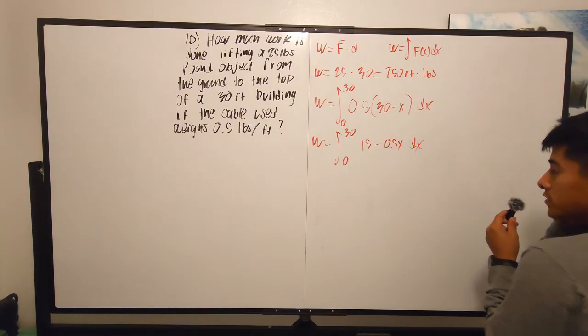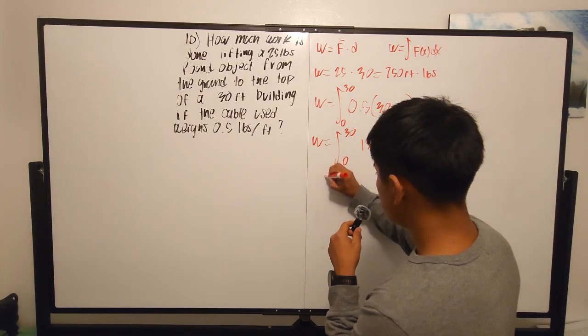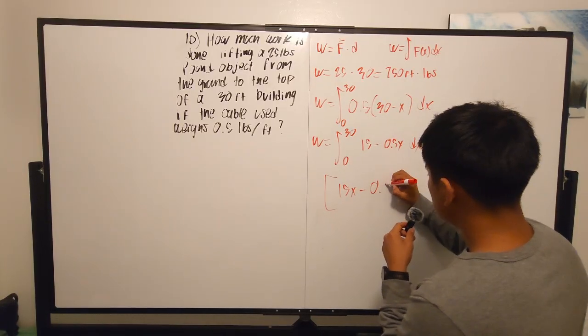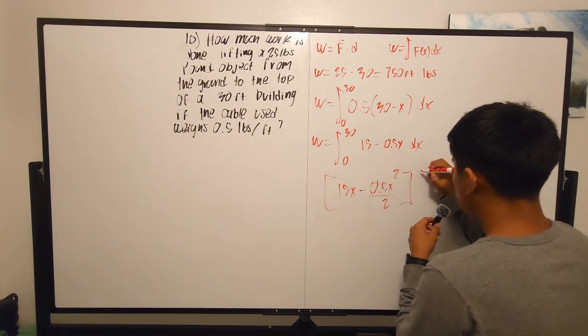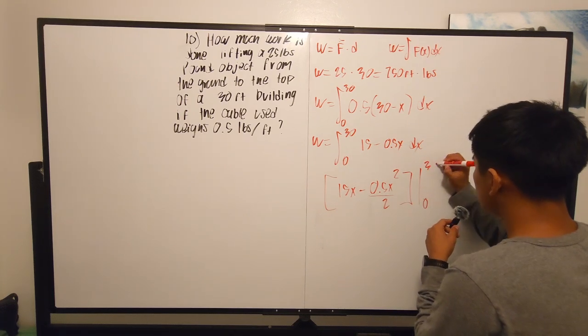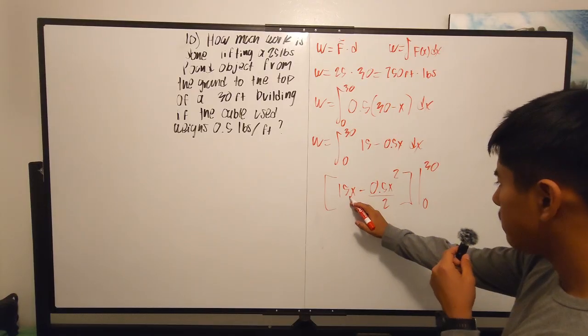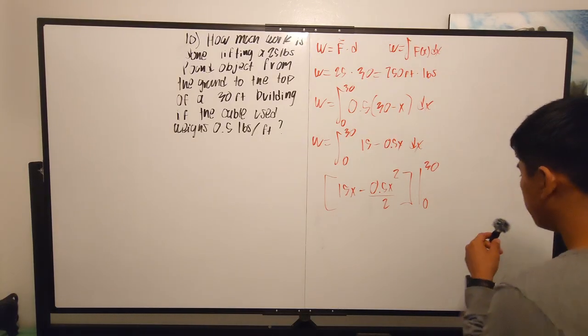And now we just use reverse power rule. So we have that the work is equal to 15x minus 0.5x squared over 2, evaluated from 0 to 30. If we plug in a 0 here, we get 0. If we plug in a 0 here, we get 0. So 0 minus 0 is going to be 0. So we'll just plug in the 30.